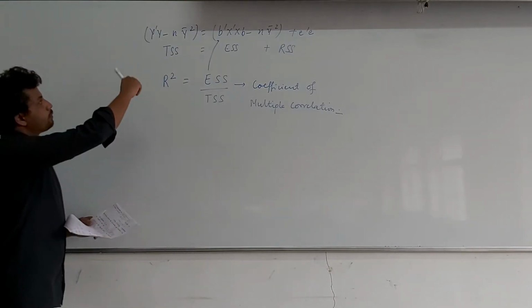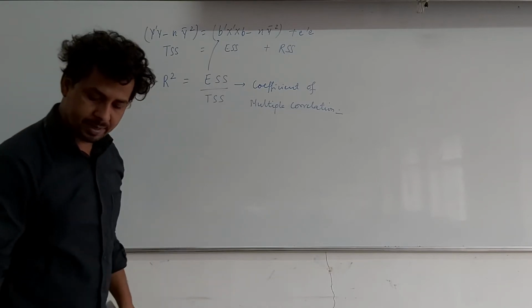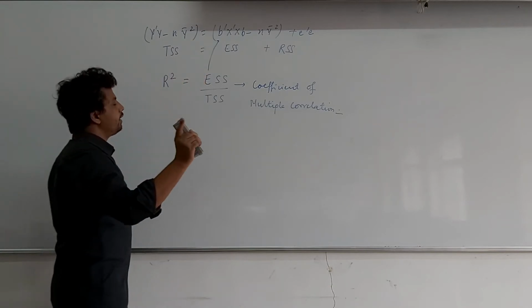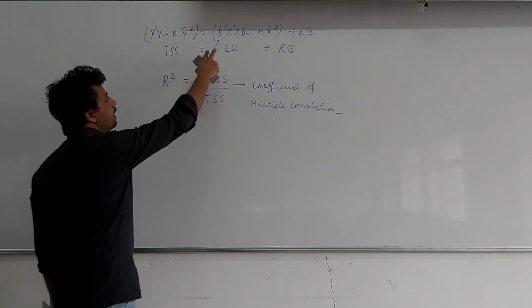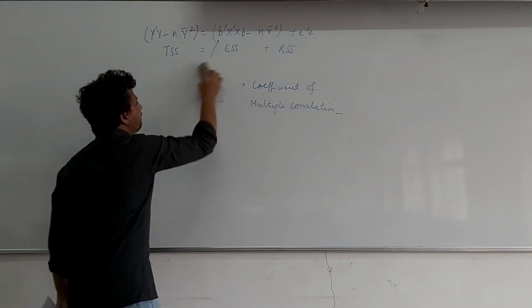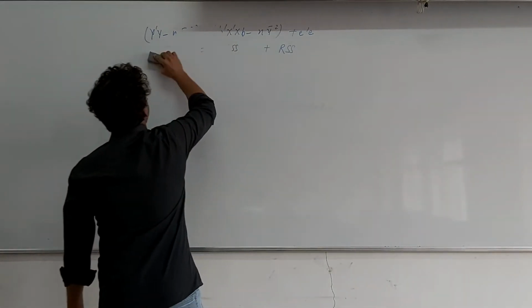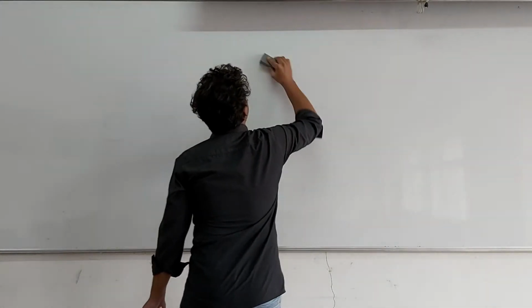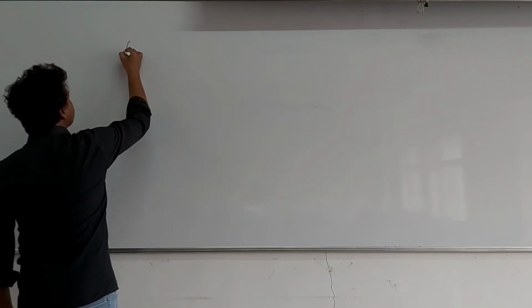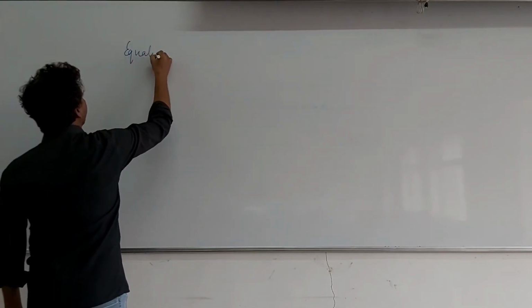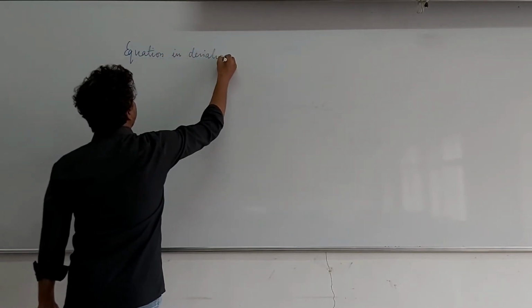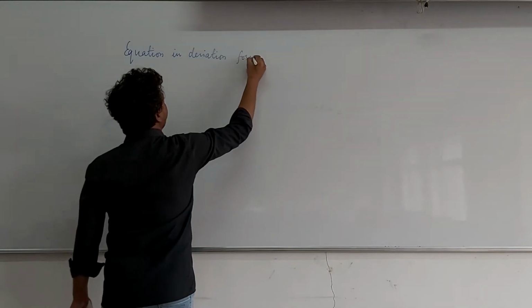So please remember this point, what R square measures. R square measures the proportion of variation in Y explained by the data matrix or the regression that we have run. Okay. So the next thing that we discuss is called equation in deviation form. Whatever we have written can also be written in deviation form.